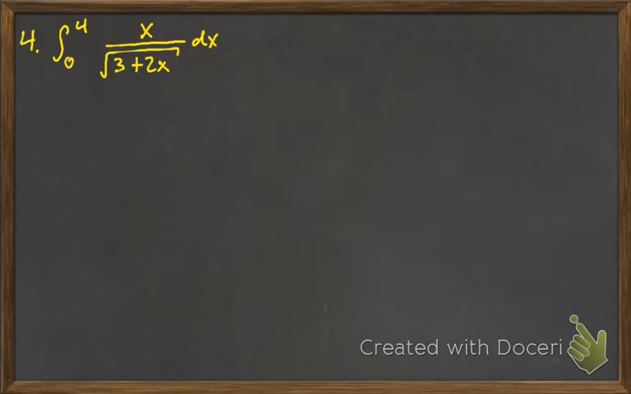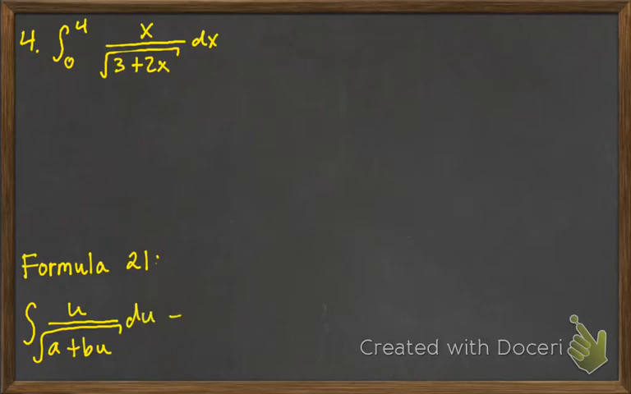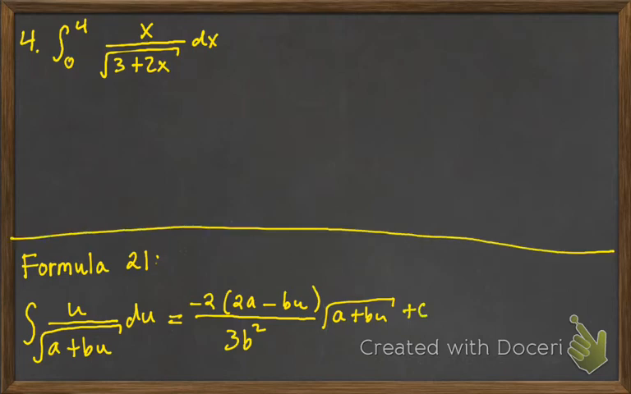Okay, and the last example we're going to look at is a definite integral. It's the definite integral from 0 to 4 of x over the square root of 3 plus 2x dx. I'm going to look through my integration tables, and it looks like it might be formula 21. Formula 21 says the integral of u divided by the square root of a plus bu du is equal to negative 2 times 2a minus bu all over 3b squared times the square root of a plus bu, plus c. If this is going to be an exact match, let's see what we've got going on here. The u should be x, your du will be dx, so that looks good. A will be 3, b will be 2, and this looks pretty straightforward.